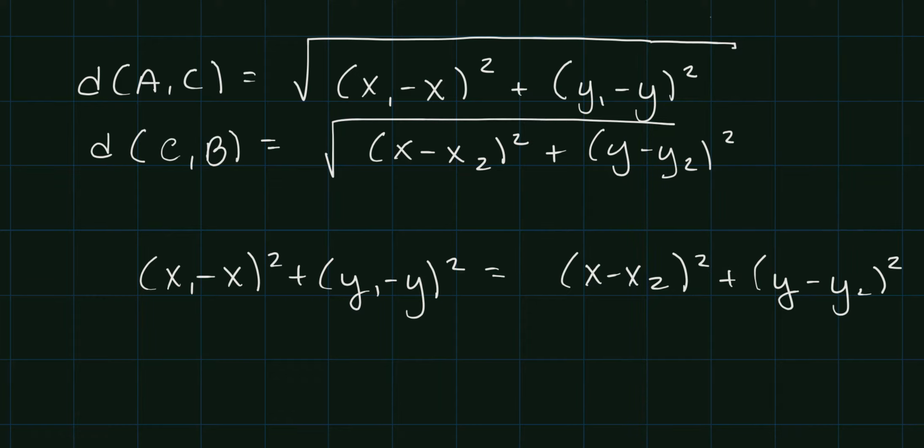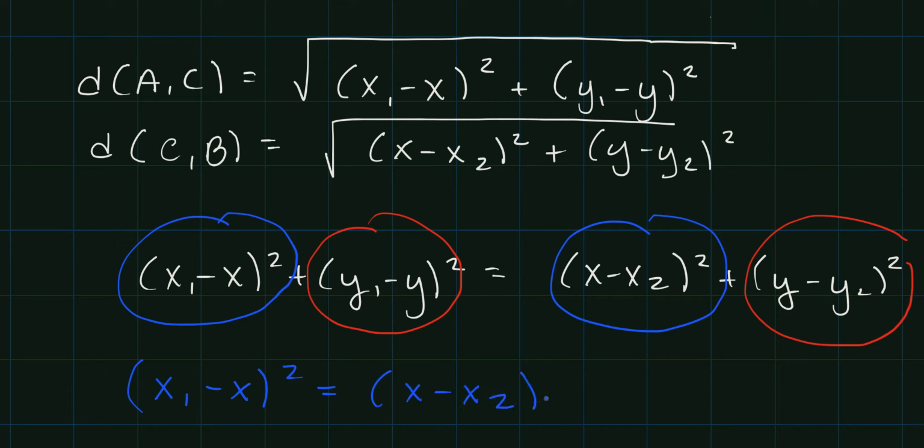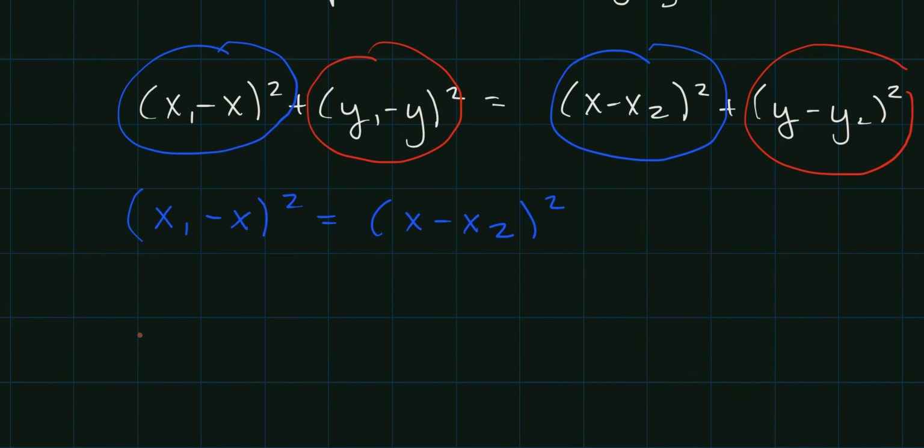And then you can see that in order for these two things to be equal, this piece will need to equal this piece. The difference between these x's has to be the same. And this piece will have to be equal to this piece. So then x1 minus x should be equal to x minus x2. So these two pieces are equal. And at the same time, the ones in red, the y1 minus y squared needs to be equal to the y minus y2 squared.